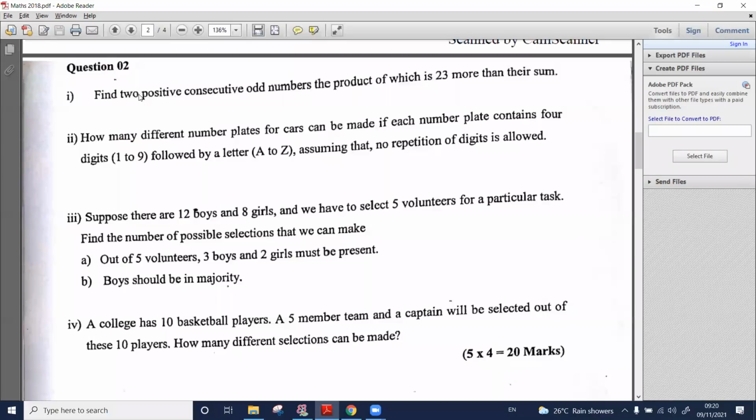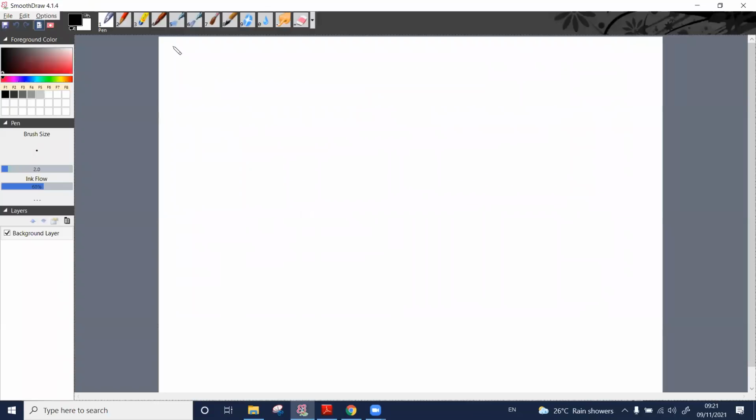Part 1. What it says? Find 2 positive consecutive odd numbers, the product of which is 23 more than their sum. So we need to build up this equation, right? We need to find 2 positive consecutive odd numbers, the product of which is 23 more than their sum.